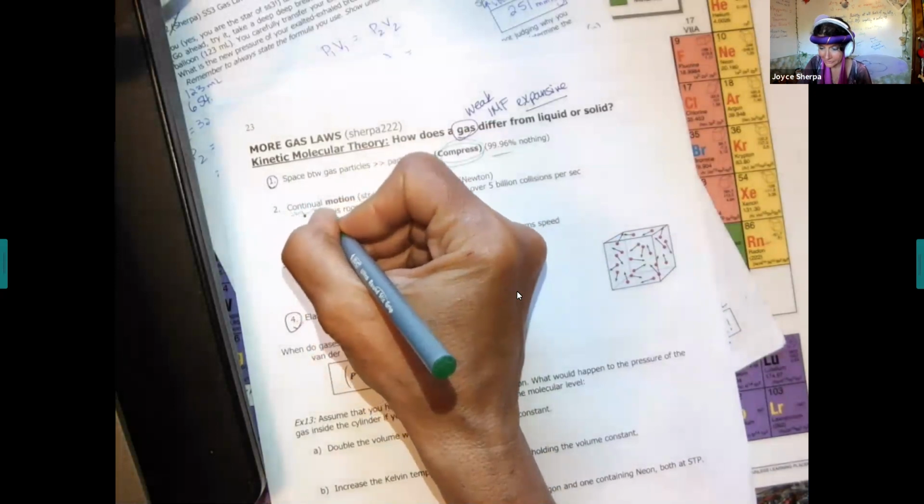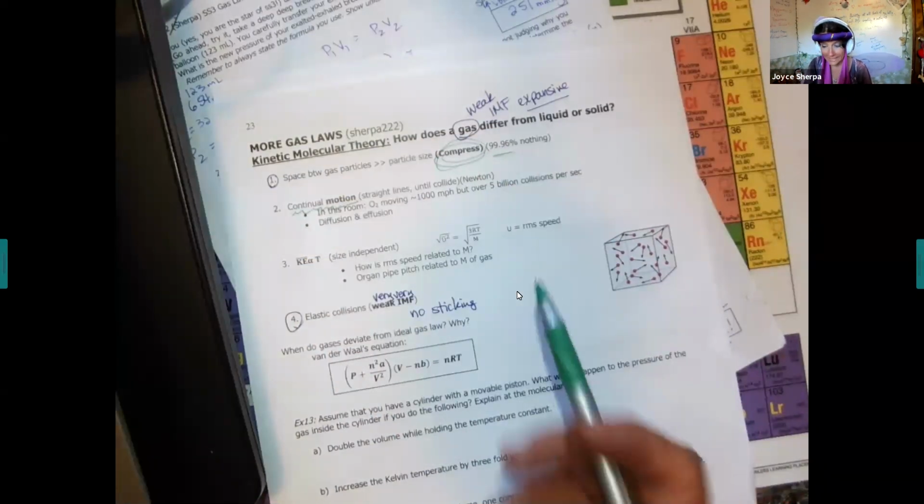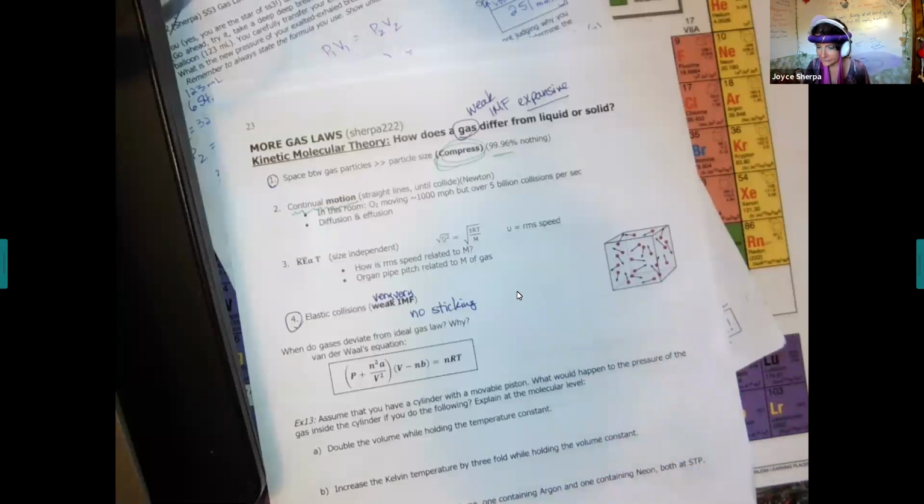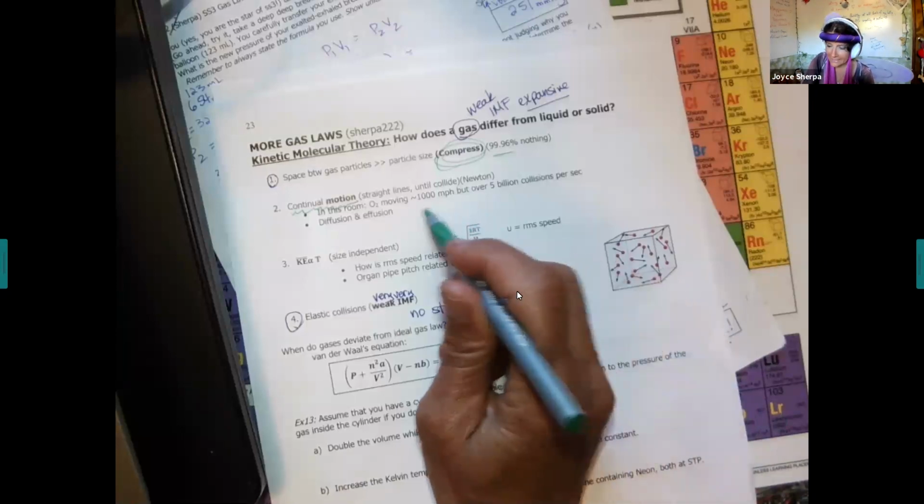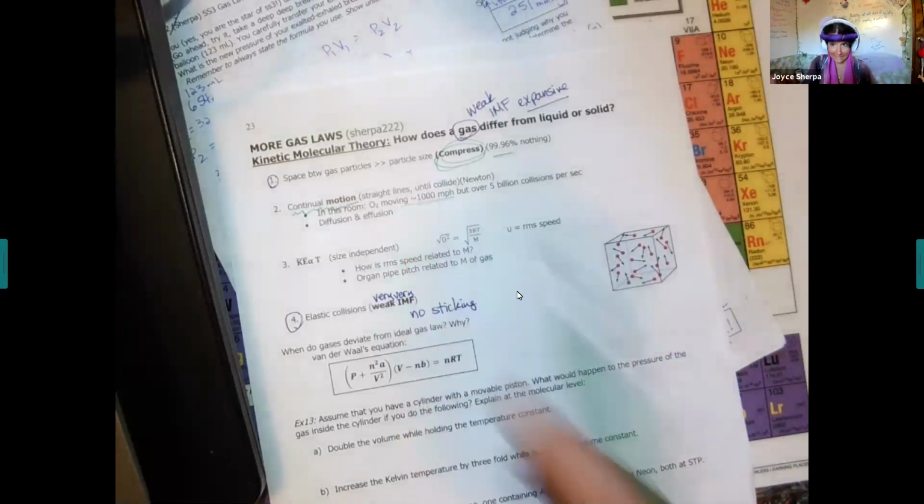All right. The other thing that I mentioned earlier, and it's why we use Kelvin for steps 2 and 3, is that particles are in continual motion. Newton actually said things move in straight lines until they run into something. This is kind of a cool fact. You don't need to know this, but the oxygen moving around in this room is moving at 1,000 miles per hour. That's really impressive. And every second there are over 5 billion collisions.